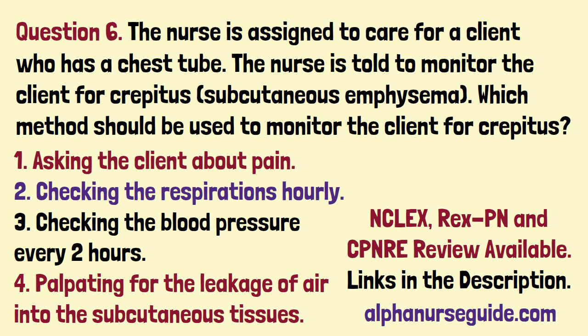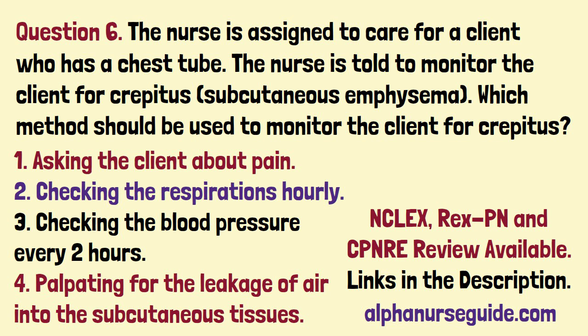Question 6. The nurse is assigned to care for a client who has a chest tube. The nurse is told to monitor the client for crepitus, subcutaneous emphysema. Which method should be used to monitor the client for crepitus? 1. Asking the client about pain. 2. Checking the respirations hourly. 3. Checking the blood pressure every 2 hours. 4. Palpating for the leakage of air into the subcutaneous tissues.